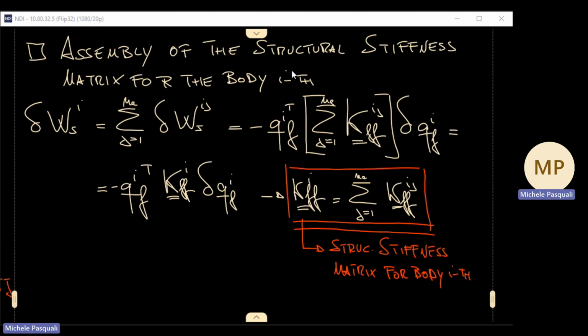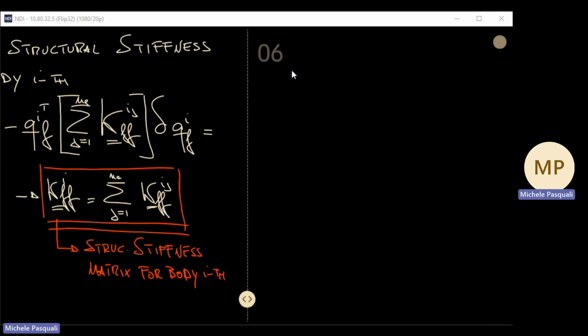Now the last part that we have to do is basically pass from this, which is the structural stiffness matrix for the overall body, to the structural matrix of the body. Let's do it. It's quite easy.